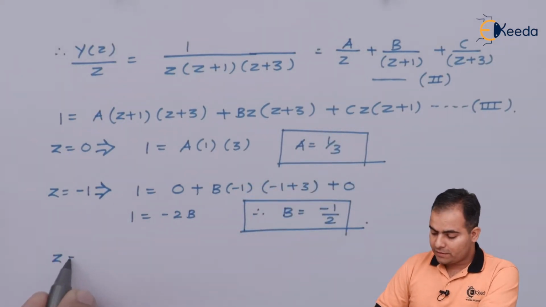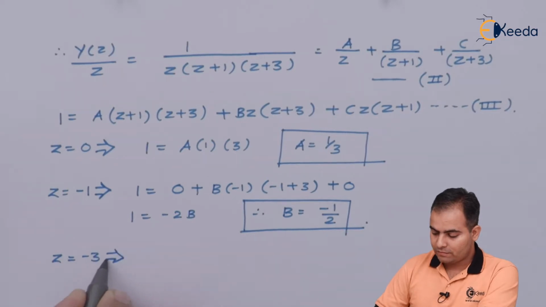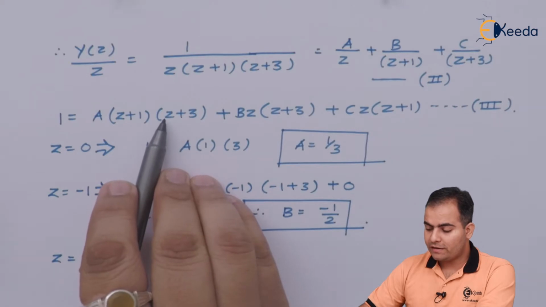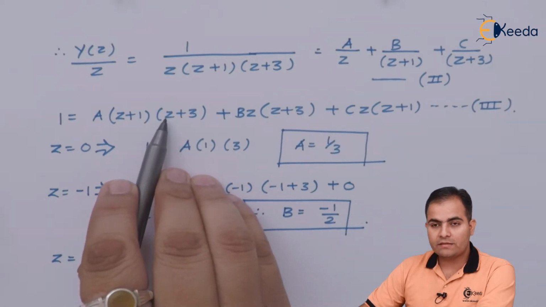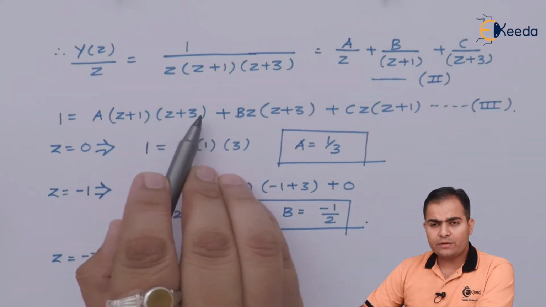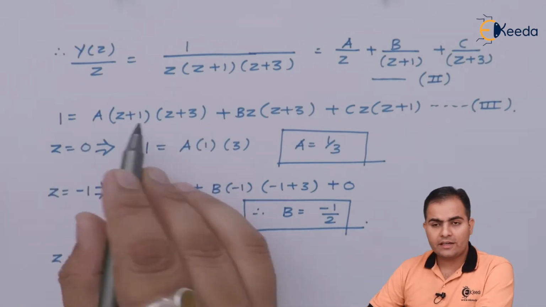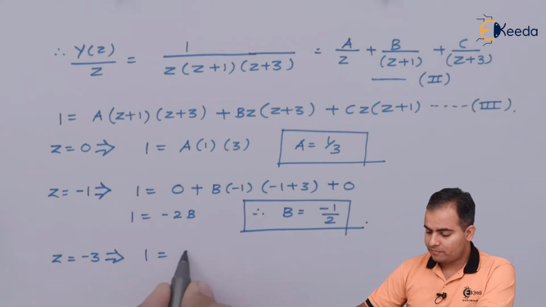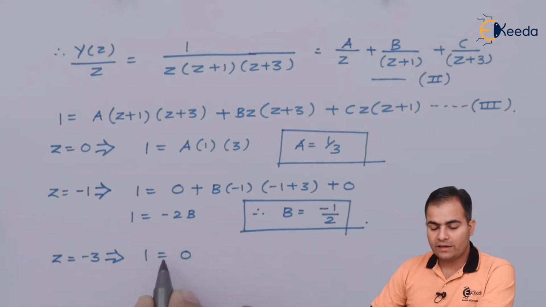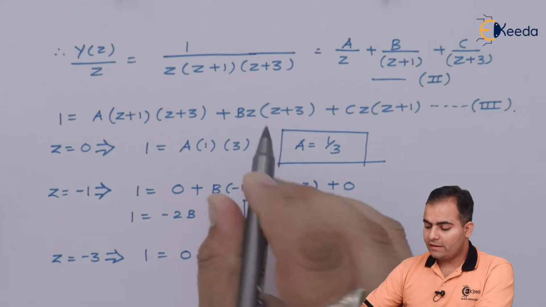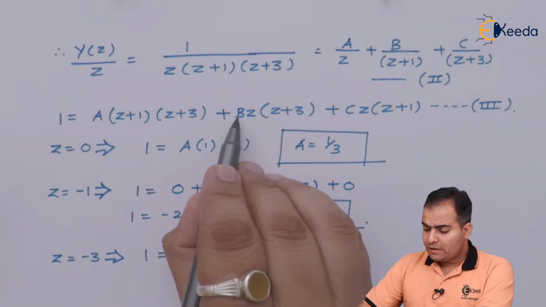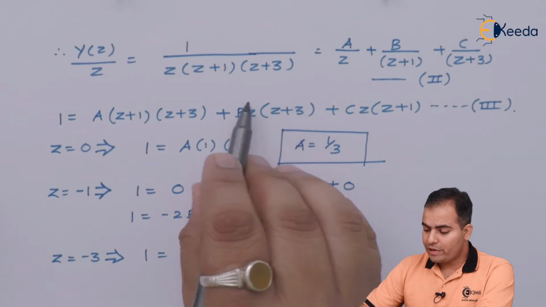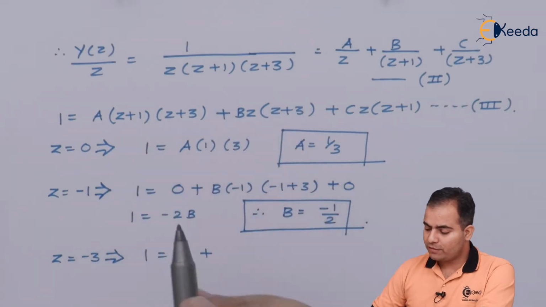Now we will go for the next one, that is we will calculate the constant value c. For that we will substitute z equals minus 3. If I substitute z equals minus 3, then look here. If this z is replaced by minus 3, plus 3 minus 3 becomes 0, and 0 into anything, answer is 0. So the whole a term or whole product term is replaced by 0. So I can write 1 on the left hand side and 0 first. Then again, this z is replaced by minus 3, plus 3 becomes 0, and 0 into anything is again 0, and 0 plus 0 is 0 only.